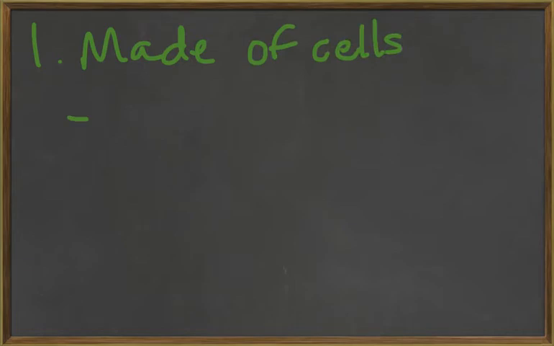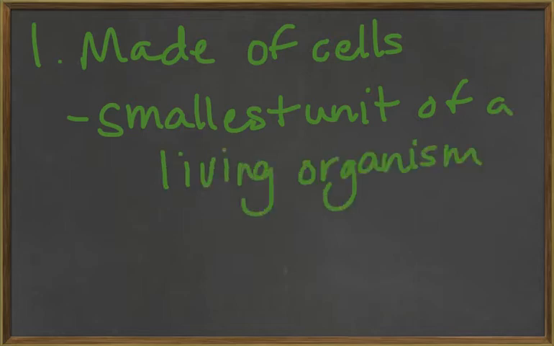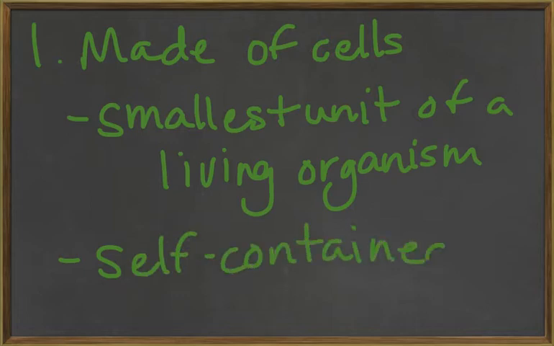In order to be considered alive, the first thing you have to have is you must be made of cells. Now, flashback to previous sciences, and hopefully you remember that cells are the smallest unit of a living thing or a living organism. Cells are also self-contained. They have cell membranes, they have cell walls that keep them to themselves, and then they have transport mechanisms to get things across their borders.